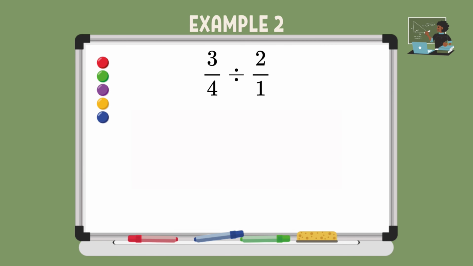Step 1 is keep the first fraction. Step 2, change the division sign to a multiplication sign. And step 3, flip the second fraction.